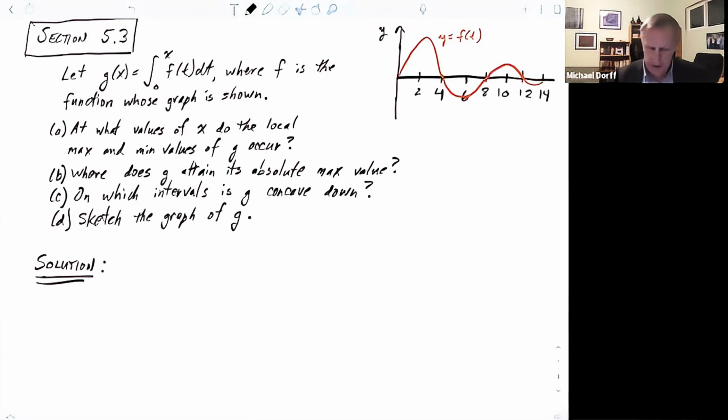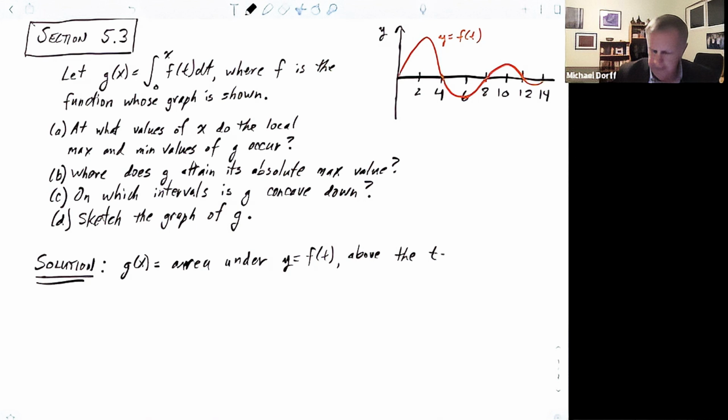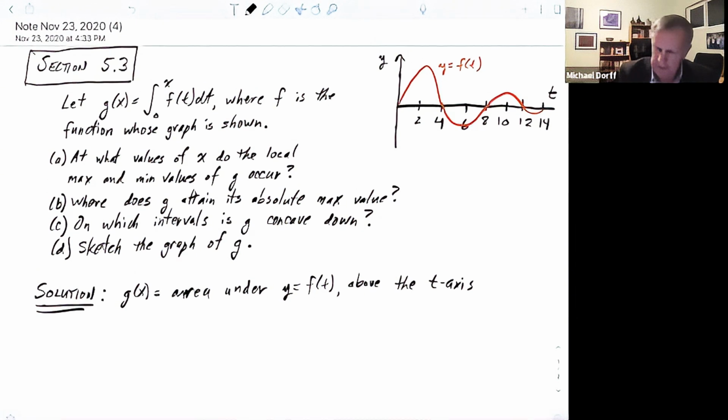All right, so how do we start here? Well, let's review first, what is g? So g of x equals the area under the curve y equals f of t, above the t-axis, and I'm going to use t-axis because my curve over here, the horizontal axis is t here, and between x equals 0 and some value of x, like that.